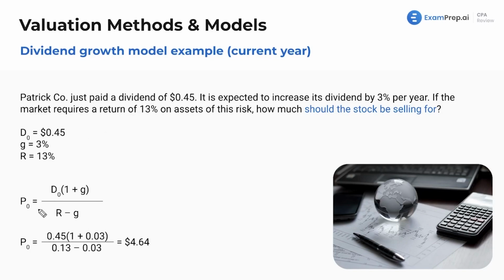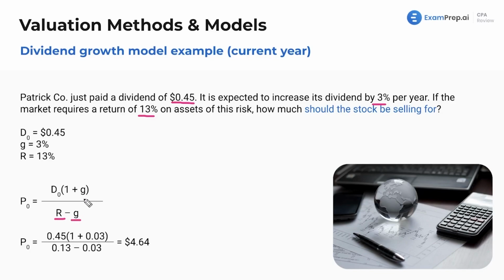All right, so we write out the dividend growth model formula, and let's start to identify what we need. We just paid a dividend. This is our current dividend, D0. It's expected to increase its dividend by 3% per year. Well, this is our growth rate. If the market requires a return, R is the required return, 13% required return on assets. So immediately we're identifying this is the required return on assets.